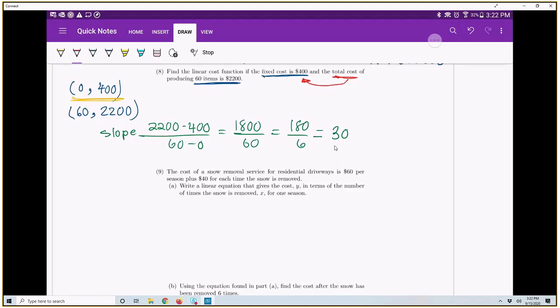So I'm going to say the point slope equation. Let's use C for cost. So C minus 400 is equal to 30 times (x minus 0). So C is equal to 30x plus 400. And that's our linear cost function.